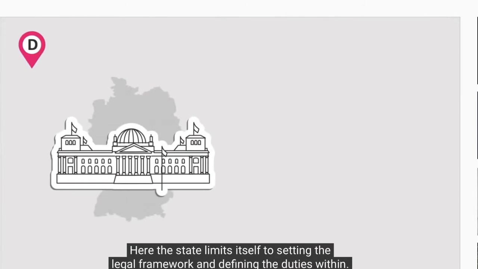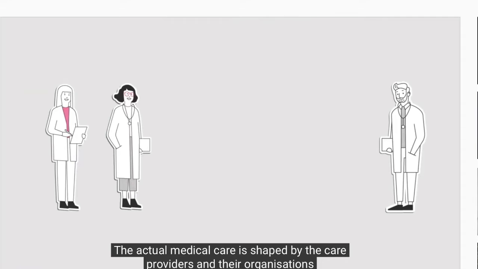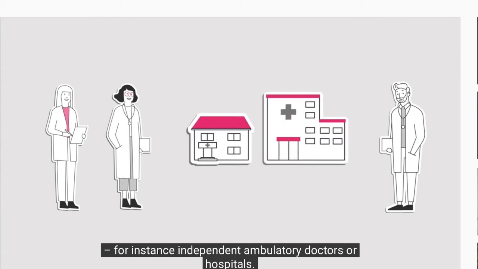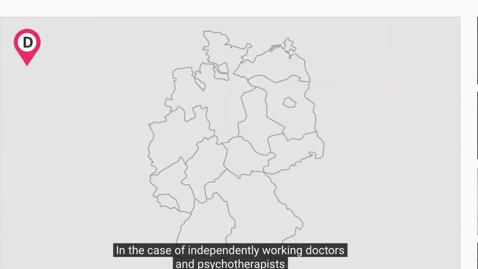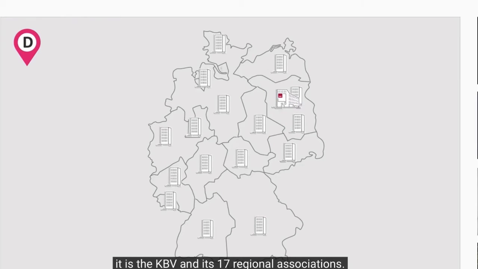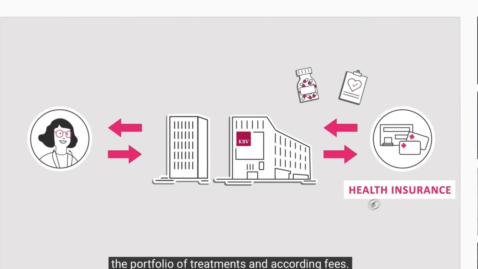Here the state limits itself to setting the legal framework and defining the duties within. The actual medical care is shaped by the care providers and their organizations, for instance, independent ambulatory doctors or hospitals. In the case of independently working doctors and psychotherapists, it is the KBV and its 17 regional associations. They negotiate with the statutory health insurances the portfolio of treatments and according fees.